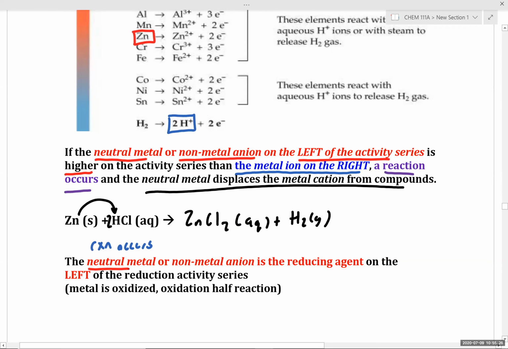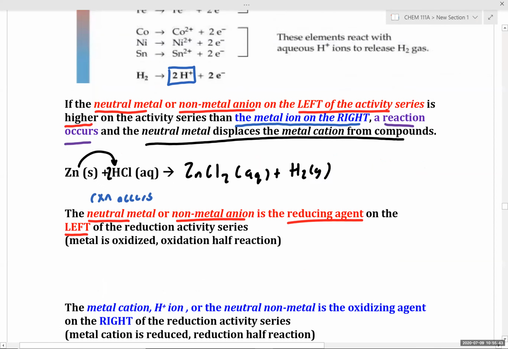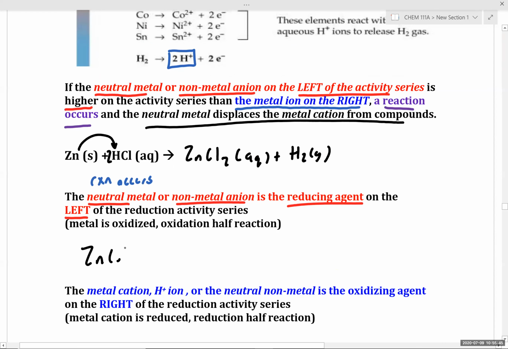The neutral metal or non-metal is known as the reducing agent, and it's found on the left of the activity series. So for example, if we really break down this top reaction, zinc solid goes to zinc 2+. So this is an oxidation half reaction, and zinc is our reducing agent. It's donating electrons.